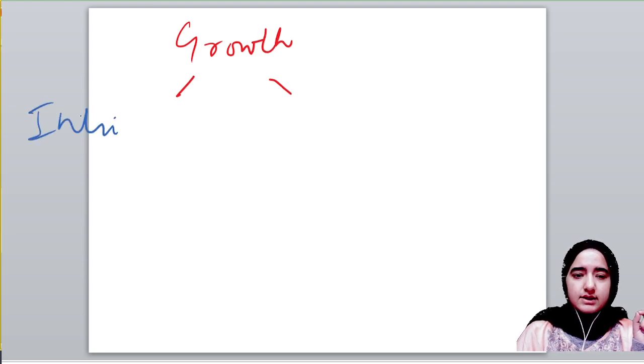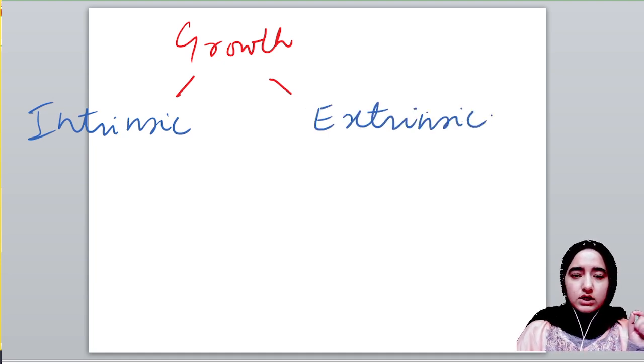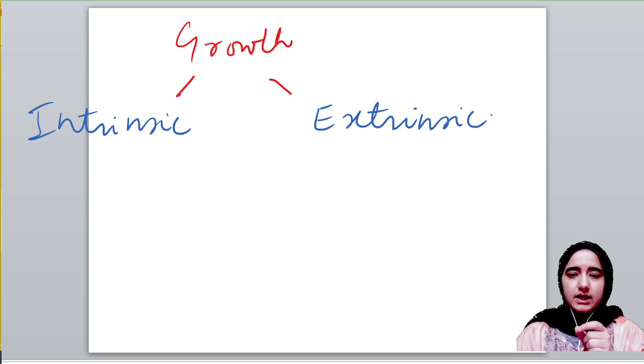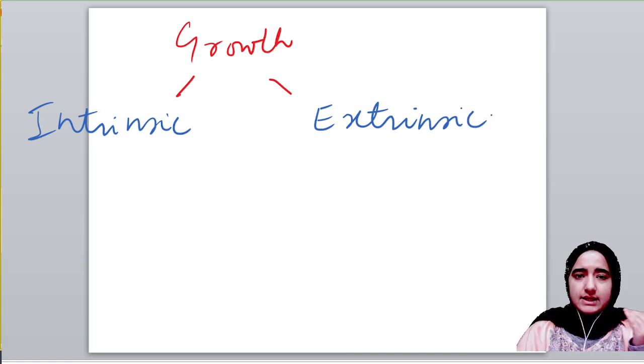The first one is intrinsic, and the other one is extrinsic. Intrinsic growth means growth which takes place inside our body through cell division. Cell division is not occurring outside in the environment, it's taking place inside the body of living organisms. But talking about extrinsic growth, basically it takes place in non-living objects. Please remember, extrinsic growth is by accumulation of material. This is the difference between the growth of living organisms and non-living objects.